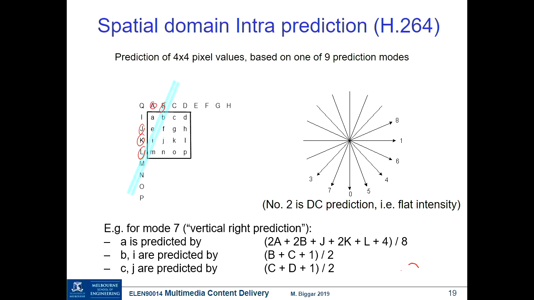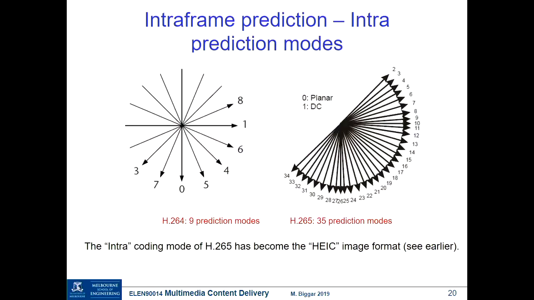And exactly the same philosophy was used in the later generation coder, the H.265 or HEVC, but with lots more directions, as you see. 35 prediction modes for H.265. 9, not 8, sorry, were used in H.264. And this intra-coding mode is sufficiently efficient that it became the basis of this HEIC image format that I mentioned earlier. That's used at least by Apple. I'm not sure how widely it's used elsewhere.